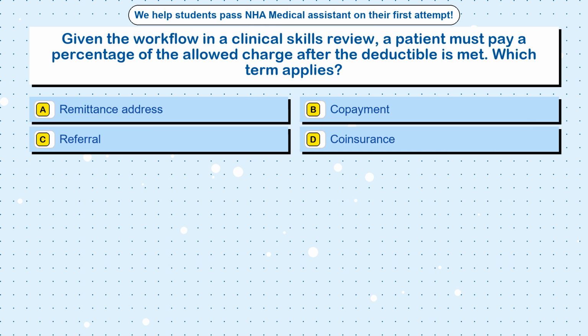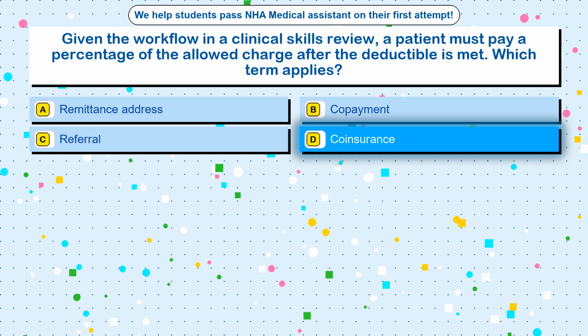Question 48. Given the workflow in a clinical skills review, a patient must pay a percentage of the allowed charge after the deductible is met. Which term applies? Option A, remittance address. Option B, copayment. Option C, referral. Option D, coinsurance. The correct answer is option D, coinsurance.